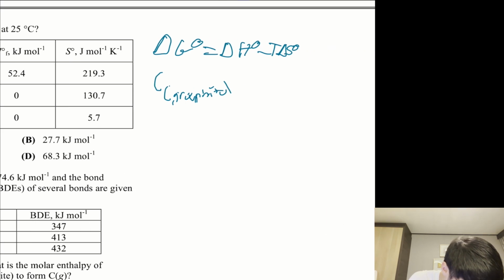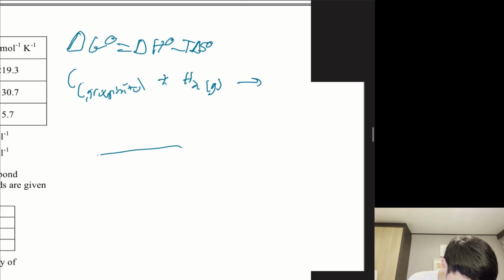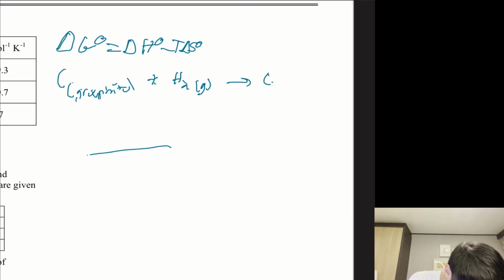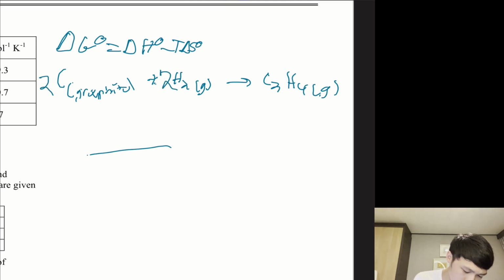Plus hydrogen, gaseous, and we're creating our ethene, C2H4 gas. And to balance the reaction, we're going to need 2 graphites and 2 hydrogen gases.